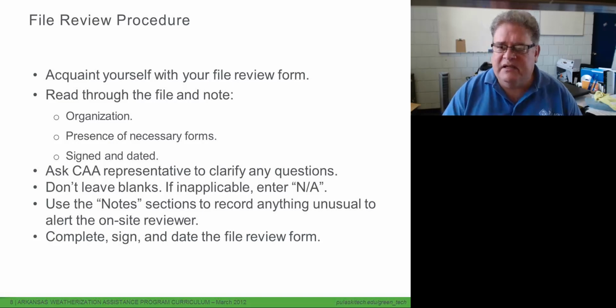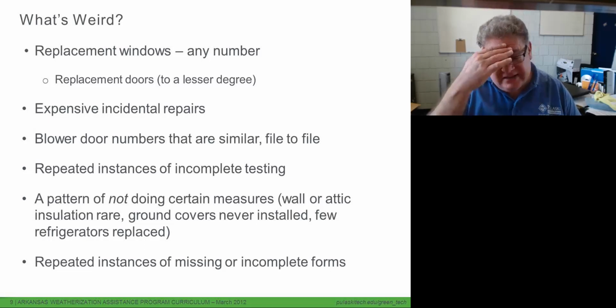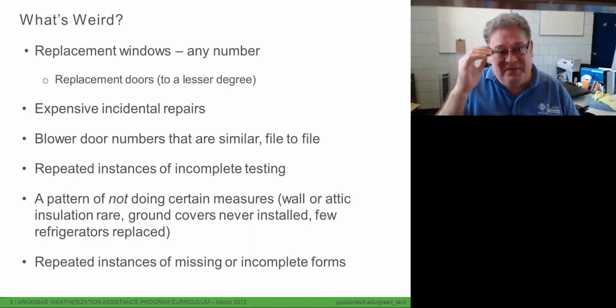Okay, that's what we mean by standing on its own. Okay, so as we're looking at these files, we need to understand, well, what really shouldn't be there.